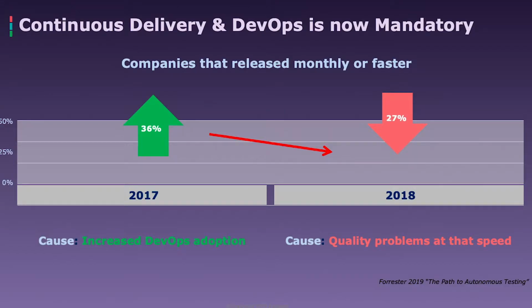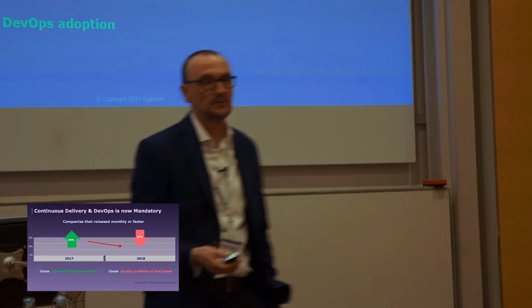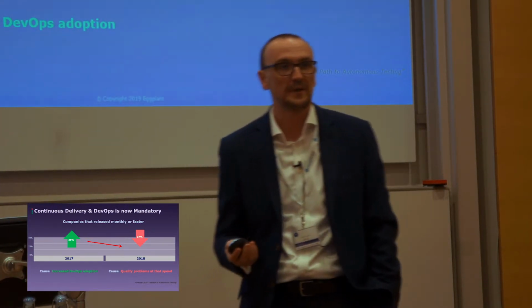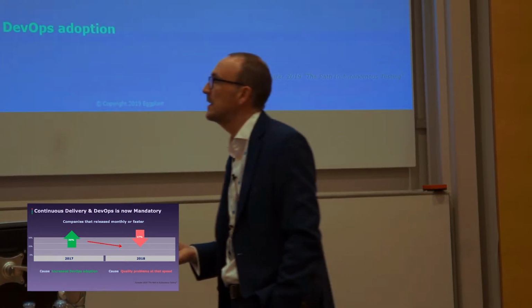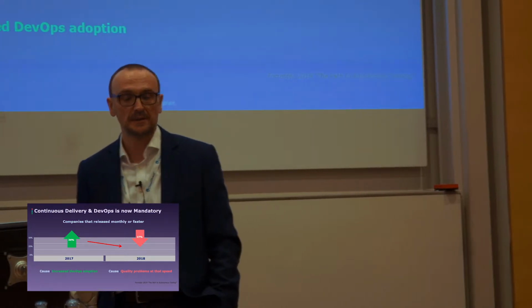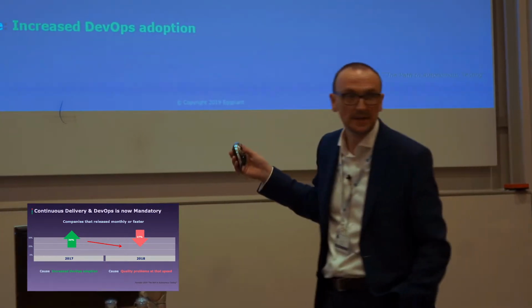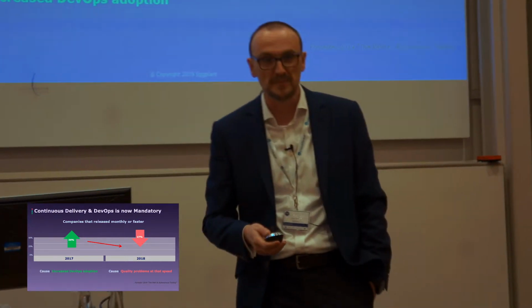The Forrester report came out fairly recently, the path to autonomous testing. Some interesting factors here. In 2017, they looked at DevOps adoption, so there's a number of companies who released their software products monthly or faster. Not surprisingly, in 2017, with a substantial push, 36% of organizations release monthly. That's pretty cool. And so 2018, obviously that's going to be higher. Well, obviously not, given it's in my presentation.